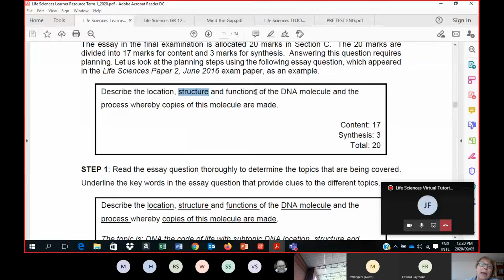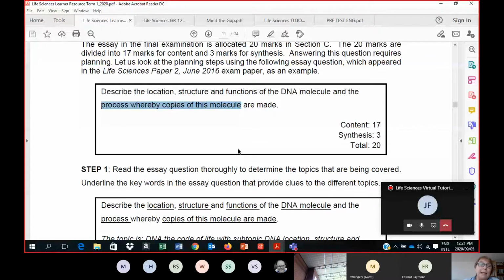Then functions. We know that DNA is a hugely important molecule because basically it carries all the hereditary material. So everything about you, what enzymes you produce, whether you're tall or short, what the color of your eyes is, etc. And of course it controls the synthesis of all your proteins. Then it says you also need to explain the process whereby copies of this molecule are made. So we need to explain the process of replication. Replication occurs just before cell division, during mitosis and meiosis, and this is when the DNA molecule makes a copy of itself. So this is a very, very nice question.